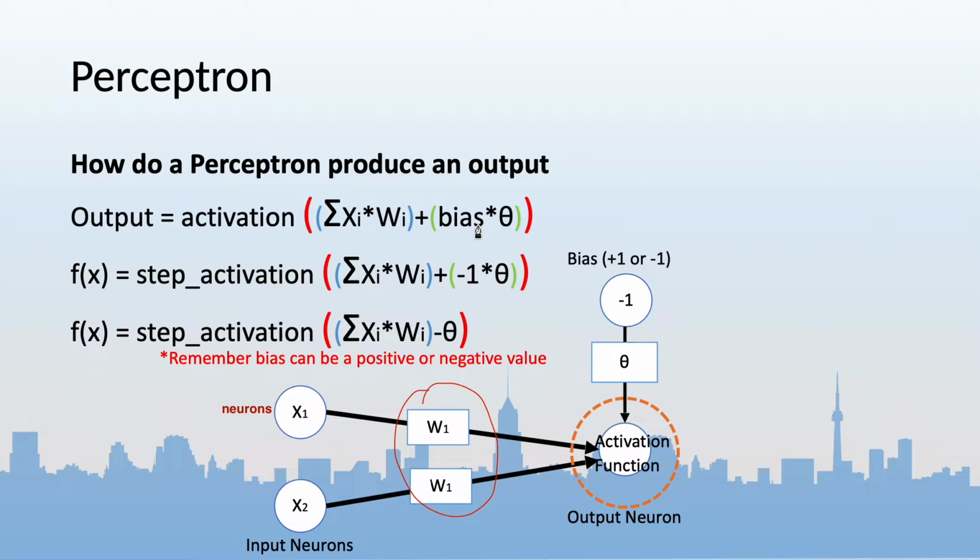Okay, so how does a perceptron produce an output? We have several steps of calculation. First, we need to find the summation of input times weights, and then it will be added with the value of bias times threshold.